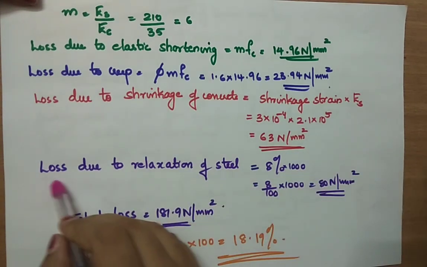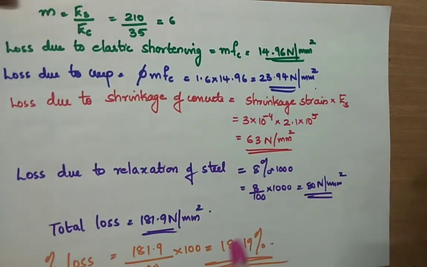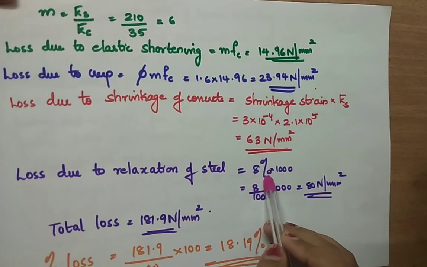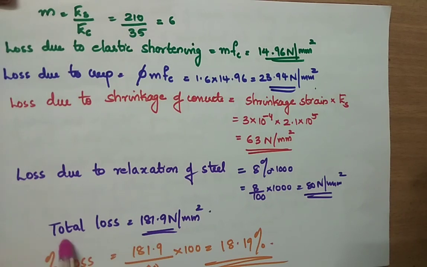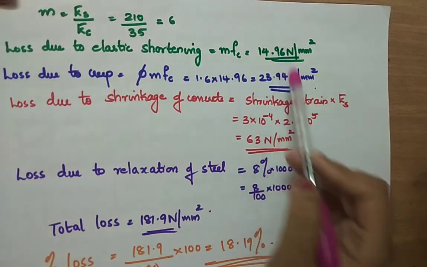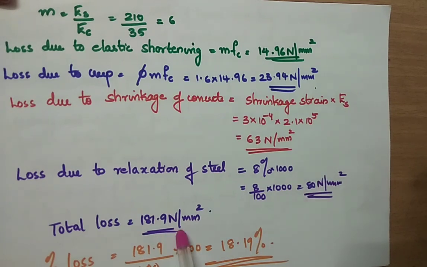square. Now the loss due to relaxation of steel is given as 8%. So 8% of the initial stress is 80 Newton per mm square. In effect, the total loss is this 14.96 plus 23.94 plus 63 plus 80, which is 181.9 Newton per mm square, and the percentage loss is total loss divided by initial stress into 100, which is 18.19%.